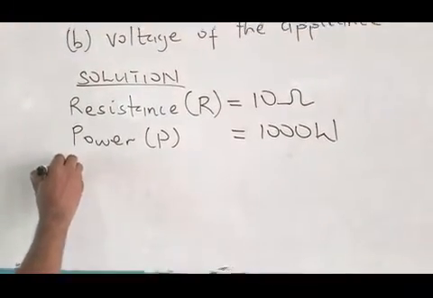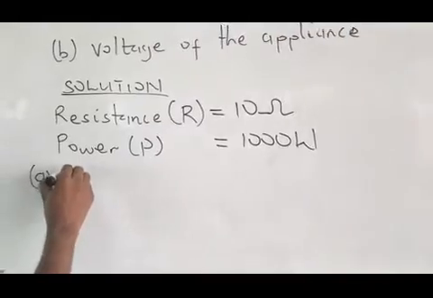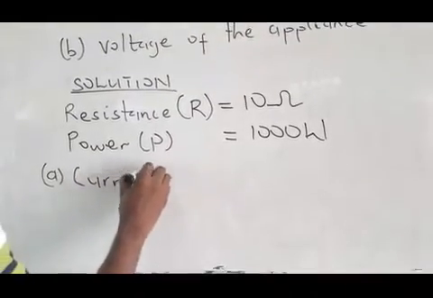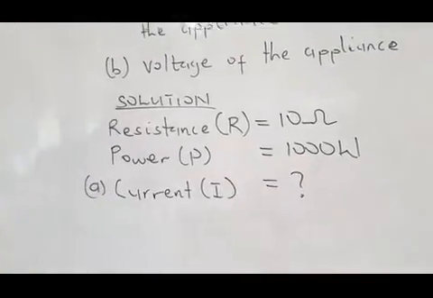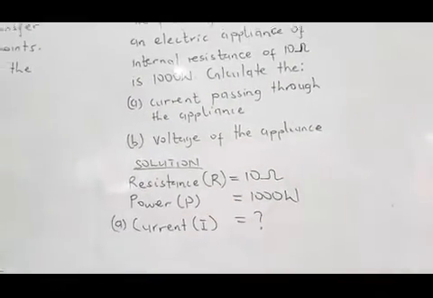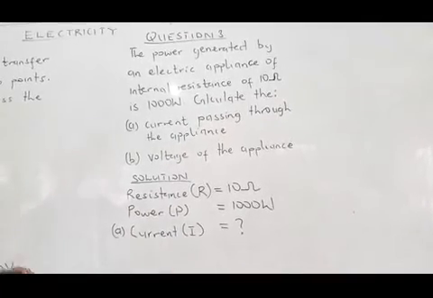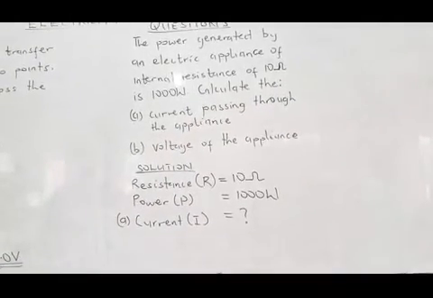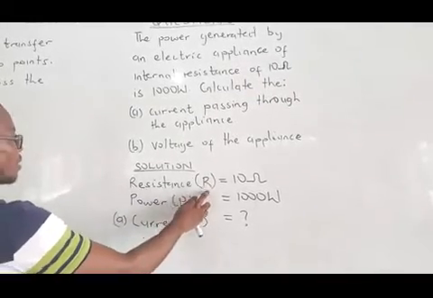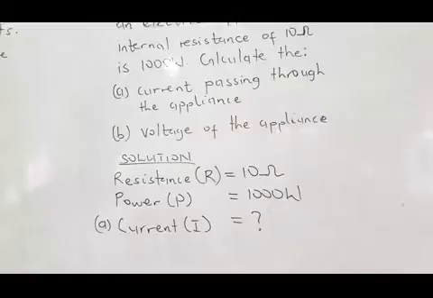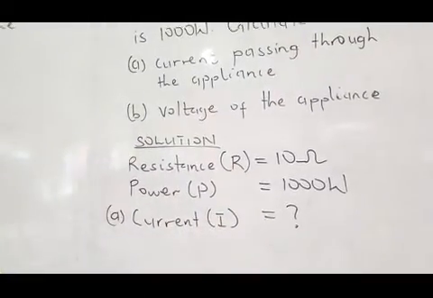So the first question, A, is asking to determine the current passing through the appliance. So current, I. So we have the resistance, we have the power. You're looking for the current. So here, you're supposed to look for an equation that connects power, the resistance, and the current.